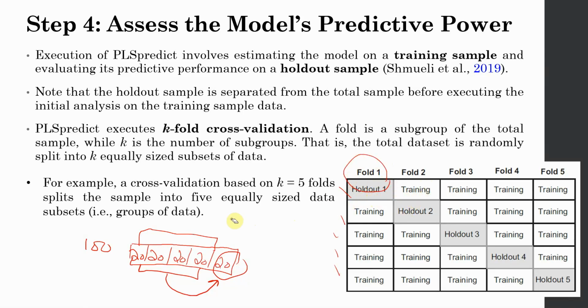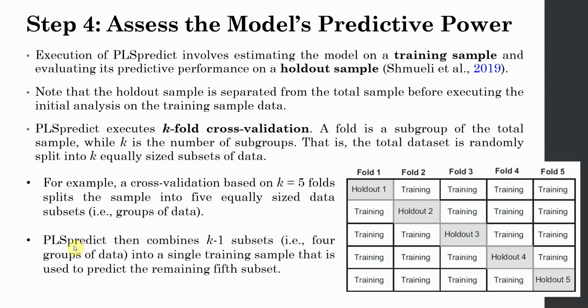Now, in fold 2, what happens is, in fold 1, let's say this was your holdout sample. In fold 2, this will become your holdout sample, and the same estimation will be run again. In fold 3, this will be your holdout sample, and the estimation will be done again. And similarly for the next 2 subsamples. Now, moving on. PLS Predict then combines K-1 subsets, that is 4 groups of data here, combined into a single training sample that is used to predict this particular 5th holdout sample, as we described just earlier.